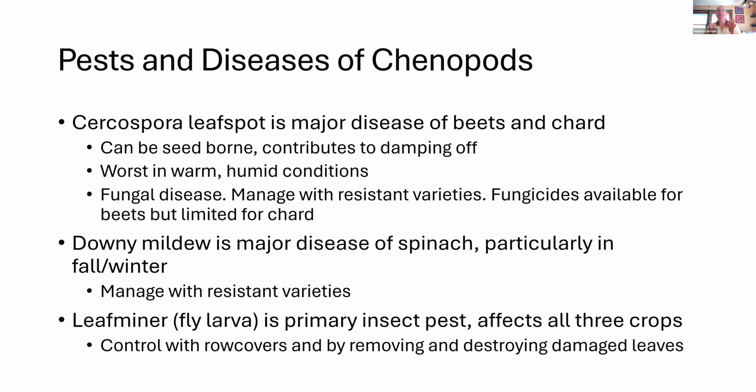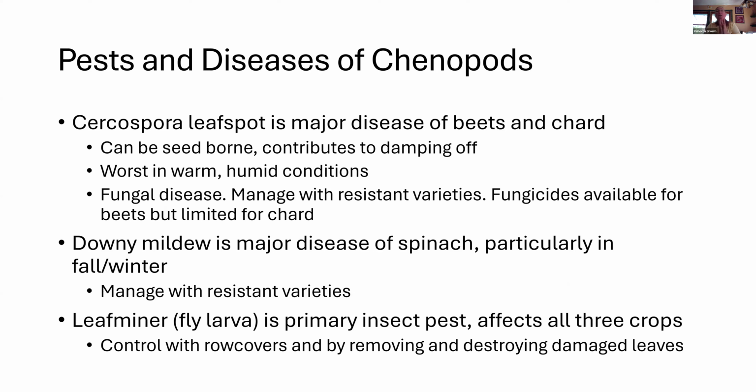we do have some significant disease issues in the chenopods. In beet and chard, our number one disease is Cercospora leaf spot. This is a fungal disease. It's seed-borne. It contributes to the damping off problem, particularly in beets, but it also can infect a number of weed species, including lamb's quarters, which is related to spinach and beets.